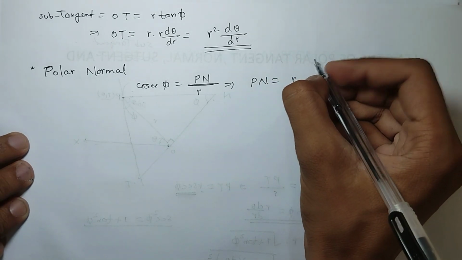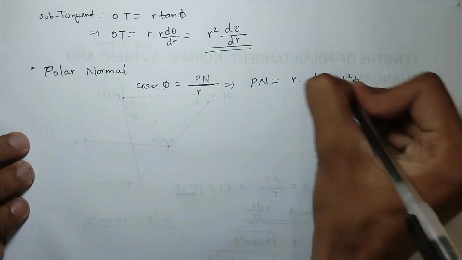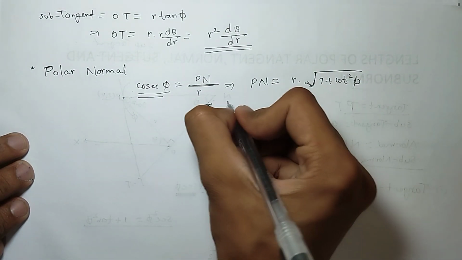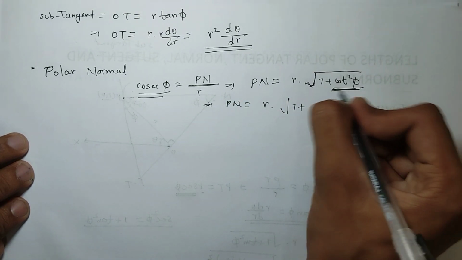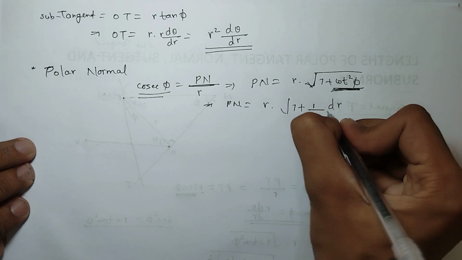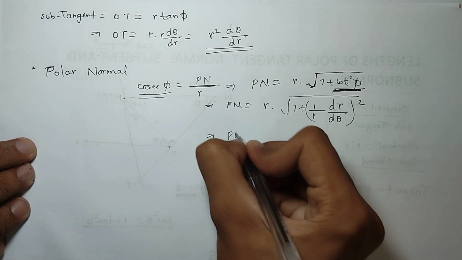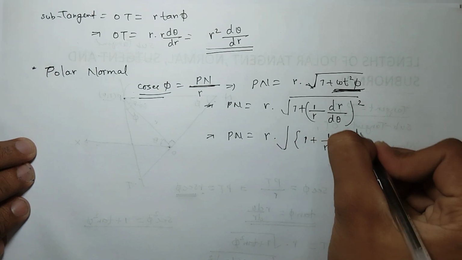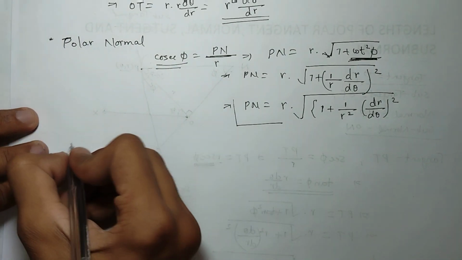What is cosec phi? We can write cosec square phi equal 1 plus cot square phi, because we know the value of tan phi and can convert it. Now what is PN? r into root of 1 plus the value of cot, that is 1 upon r dr upon d theta. Now we can simplify this term: r multiplied by root of 1 plus 1 upon r square dr upon d theta whole square. So we have got our polar normal. After this we will see polar subnormal.